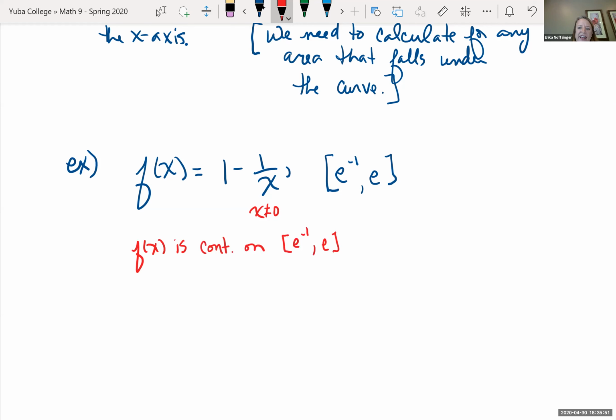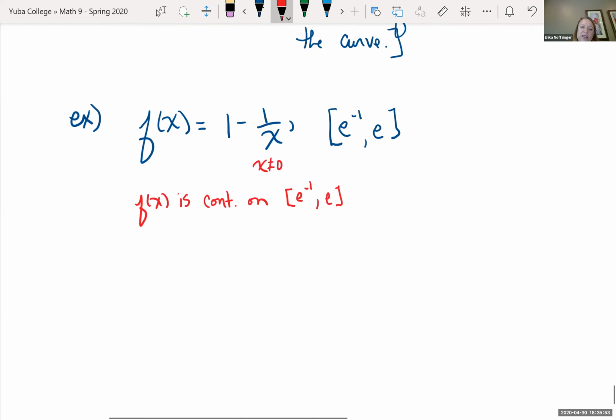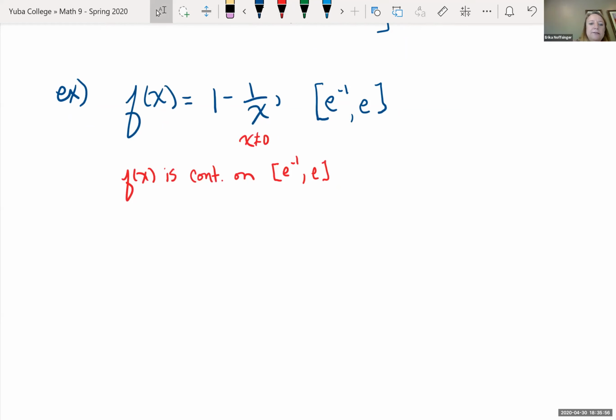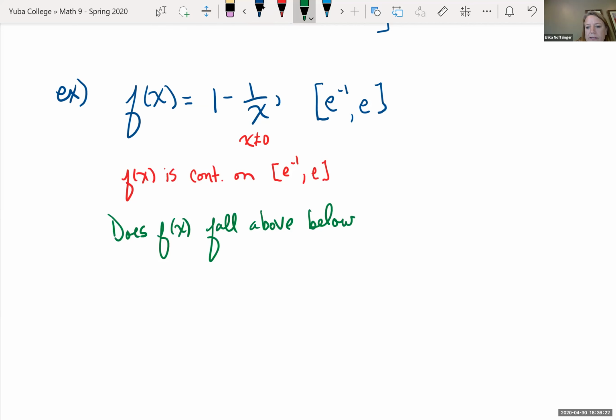We also need to find out, is this graph above or below the x-axis? And is it above or below the x-axis for the entire bounded interval that we're looking at, or is it crossing somewhere in between? So does f of x fall above or below the x-axis between e to the negative 1 and e?